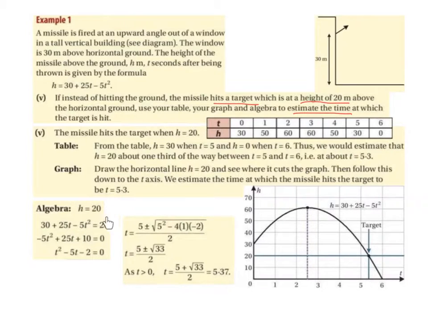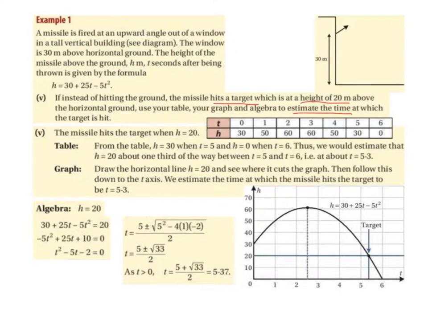So what we're going to do is bring the 20 over to the other side, so we get minus 20, and 30 minus 20 is 10. So now we have minus 5t squared plus 25t plus 10 is equal to 0. We're going to divide across by 5 and change the signs. Or technically you could just divide by minus 5. So minus 5t squared divided by minus 5 is t squared, 25t divided by minus 5 is minus 5t, and 10 divided by minus 5 is minus 2. So now we have t squared minus 5t minus 2 is equal to 0.